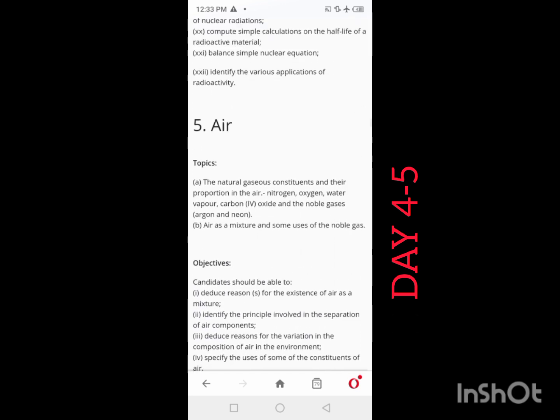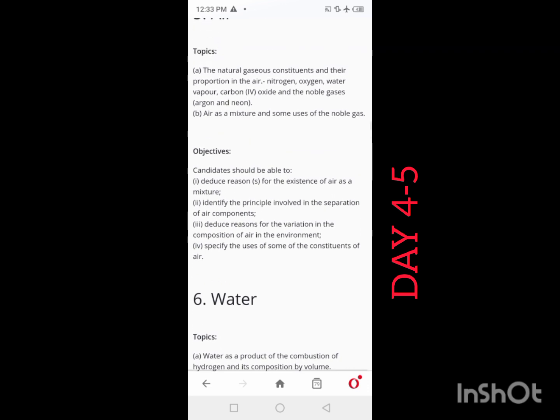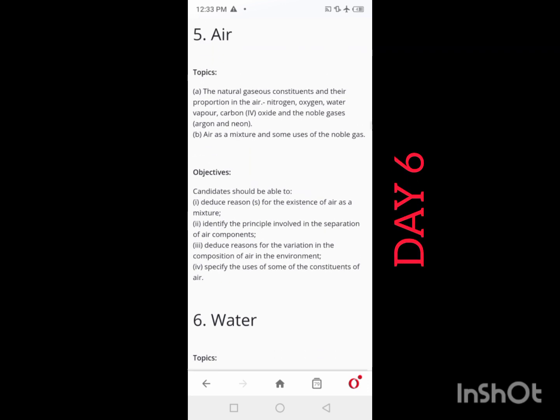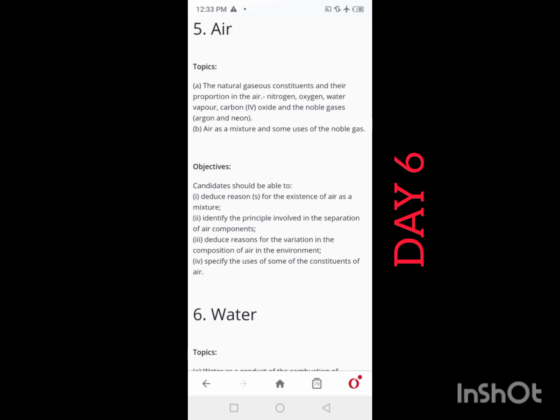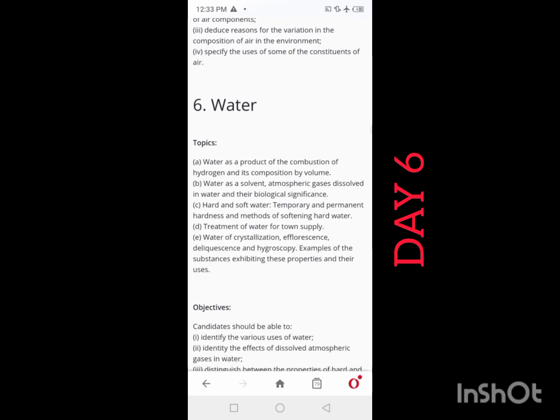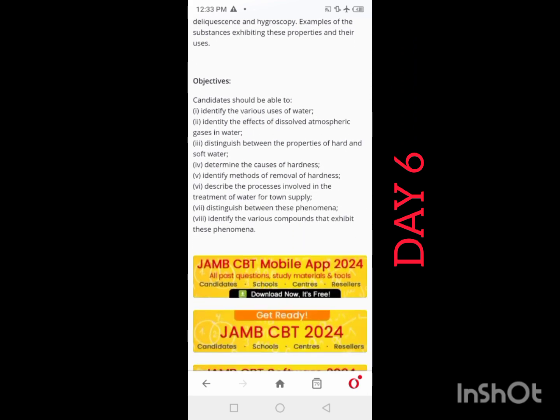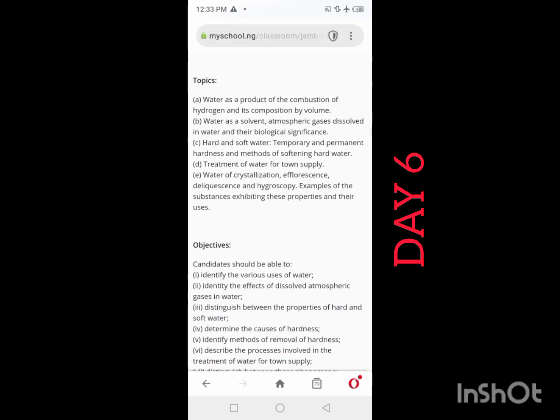So you'll be doing air and water on the sixth day. You can see the topic air, the natural gas constituent. There's nothing much there. You can see water also, there's nothing much here too. You'll be doing both of them on the sixth day.